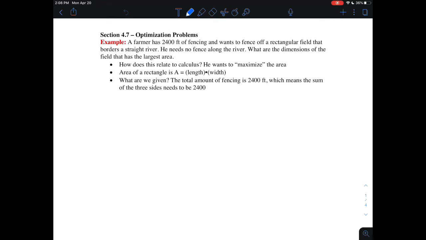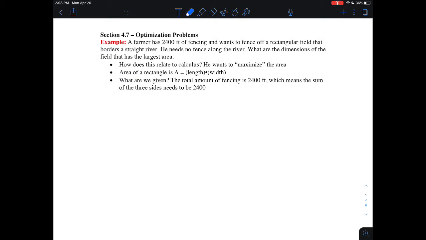Section 4.7, Optimization Problems. These are essentially just going to be a few word problems related to the ideas of extrema, finding maximum values for a function, finding minimum values for a function, and how we can look at these under the scope of some applications.